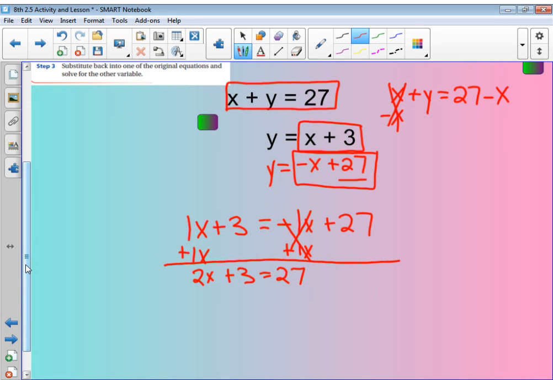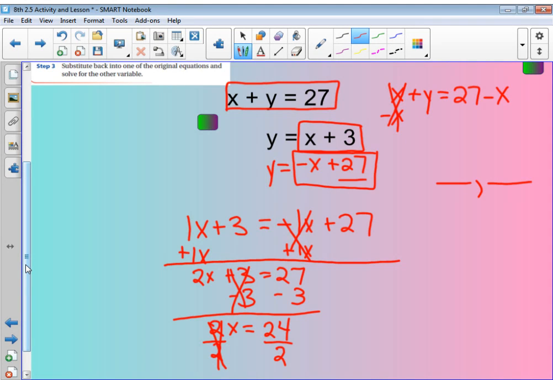Okay, so now get rid of our non-x, move what they call a constant number to the other side. So minus 3 is the opposite of a positive 3, minus 3. So I have 2x equals 27 minus 3 is 24. Now we would divide by 2. Divide by 2. I just found out that for my xy system, 24 divided by 2 is x equals 12. So my x is 12.